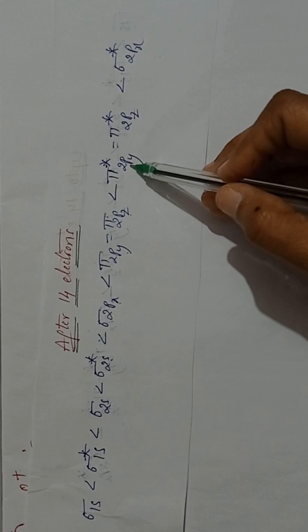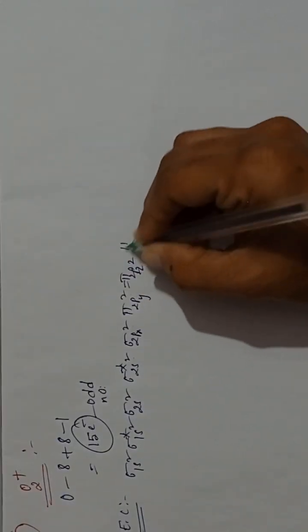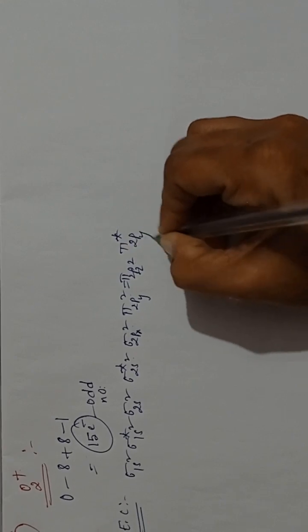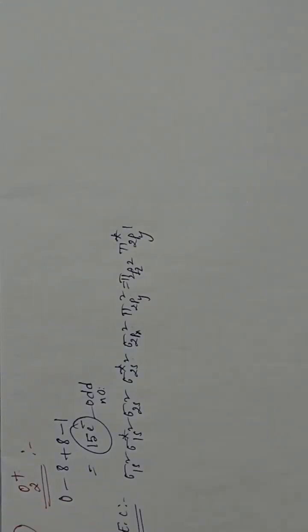After 14 electrons, so pi star 2p y1. So till here you have to write, students, pi star 2p y1. Clear? So like this you have to write the electronic configuration.